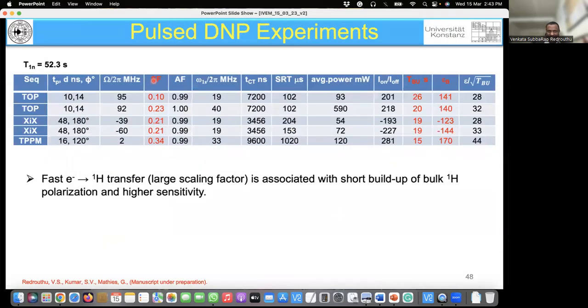So these are the scaling factors we calculated using trajectory analysis, and it clearly shows that the TPPM here has higher scaling factors, and that reflects in the shorter bulk buildup and higher enhancement. We can say that faster electron proton transfer is associated with the larger scaling factors, and they cause the shorter buildup time along with the higher sensitivity.